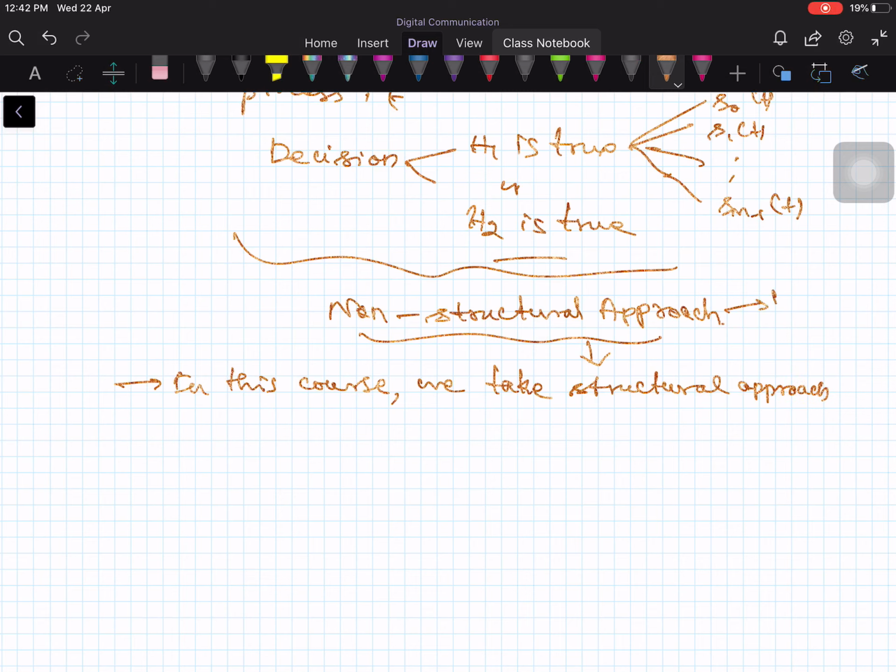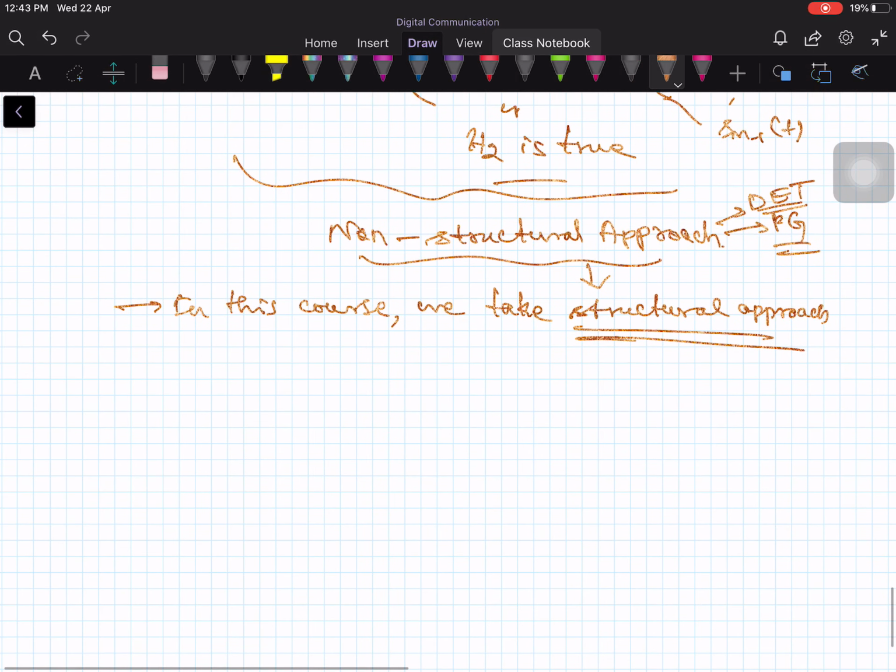You will study non-structural approach in your PG class, in detection and estimation theory or hypothesis testing theories. But in our course in digital communication, we are going to follow this structural approach. And the structural approach starts by saying something about what kind of processing we need to carry out. So the structural approach is nothing but your matched filter. Okay, so this is a very simplistic approach, and still it will give quite satisfactory results. So in the next lecture I will start this matched filter.